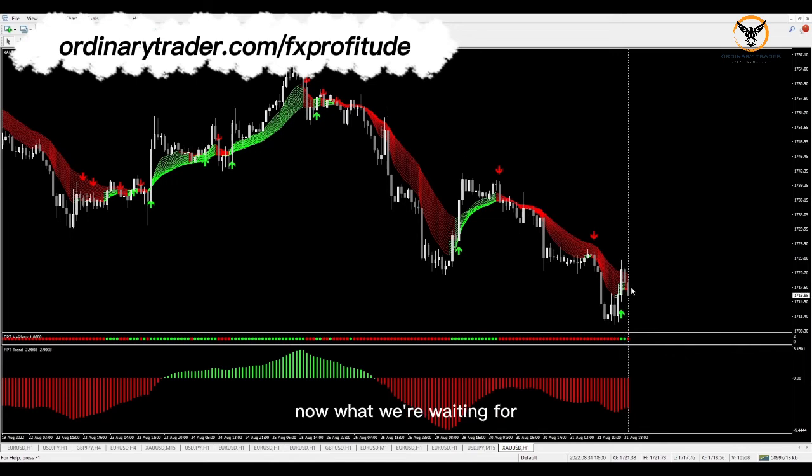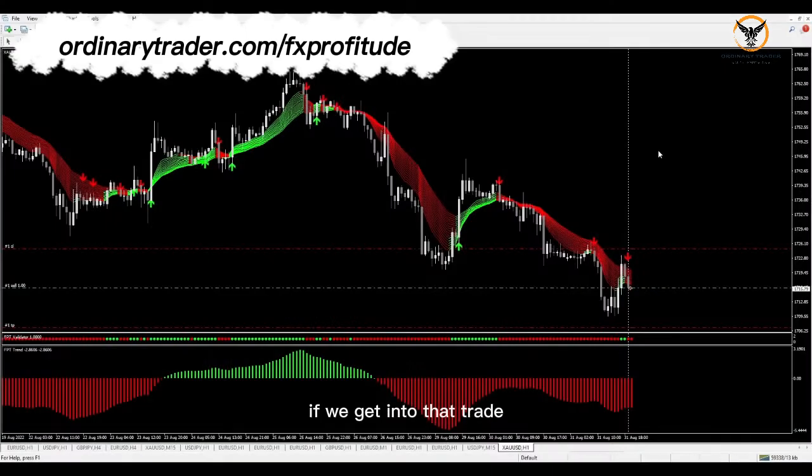Now, what we're waiting for is this candle to potentially close and have one of these red arrows appear above it. If that does happen, we'll have all the conditions met for a short trade. Now, again, if that happens, I will get into a short trade, but for now, I will pause the video and I'll be back if we get into that trade.